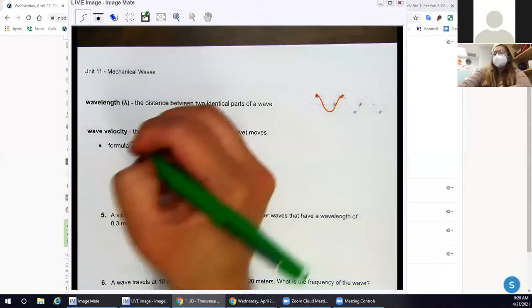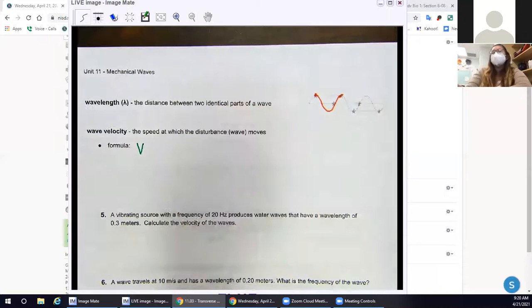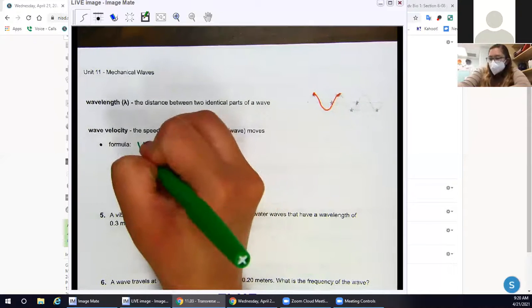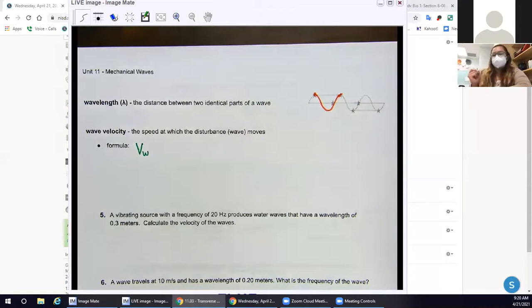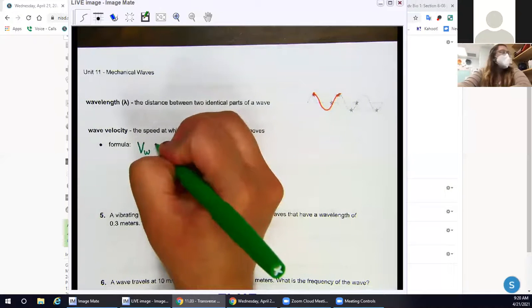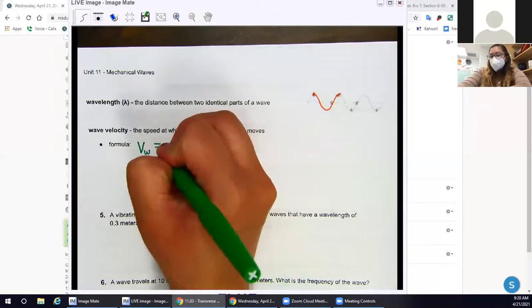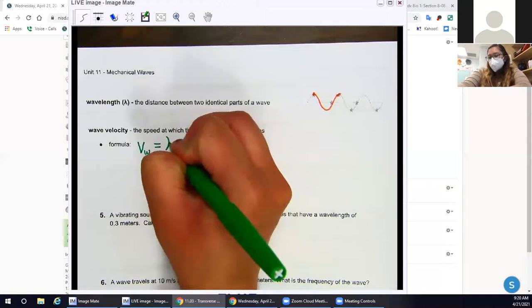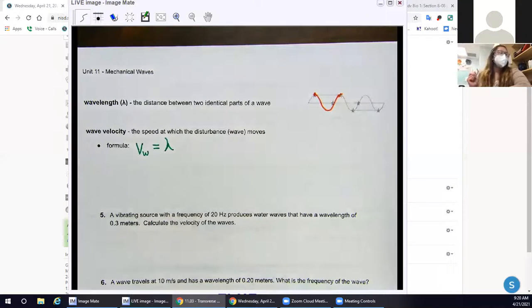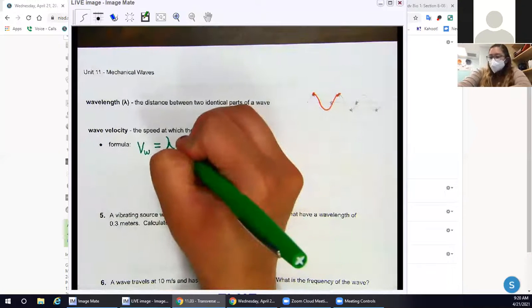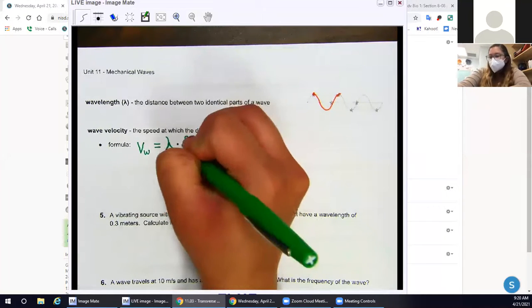V for velocity, but it's going to have a subscript of W because it's a wave. It's not regular velocity, it's a velocity of a wave this time. And that's going to equal your wavelength, which is that upside down Y, times your frequency, which is that italicized F.